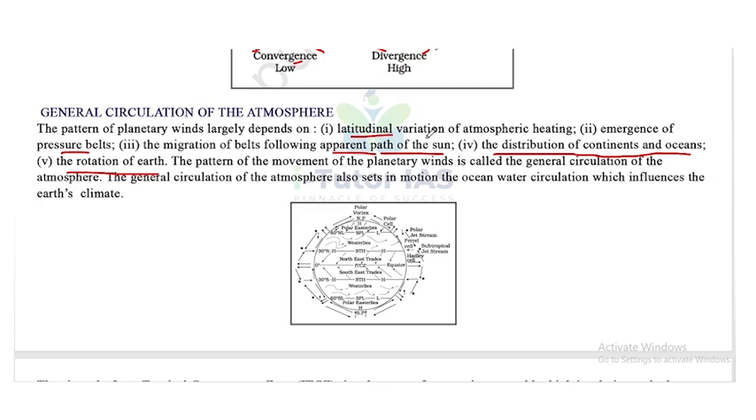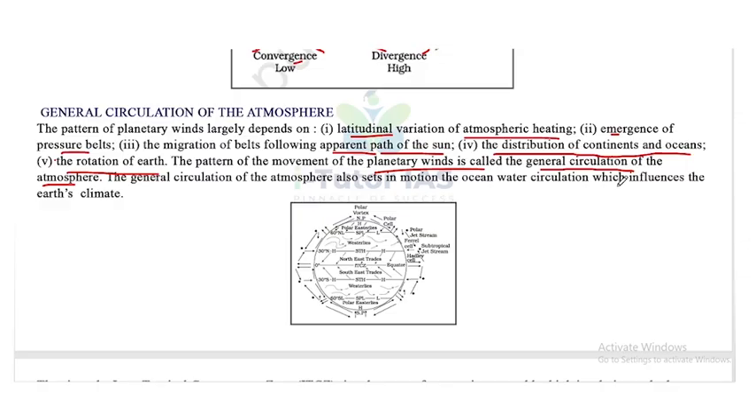First, the latitudinal variation of atmospheric heating, emergence of pressure belts, the migration of belts following the apparent path of the sun, and distribution of continents and oceans, finally the rotation of Earth. The pattern of the movement of the planetary wind is called the general circulation of the atmosphere. The general circulation of the atmosphere also sets in motion the ocean water circulation, which influences the Earth's climate.